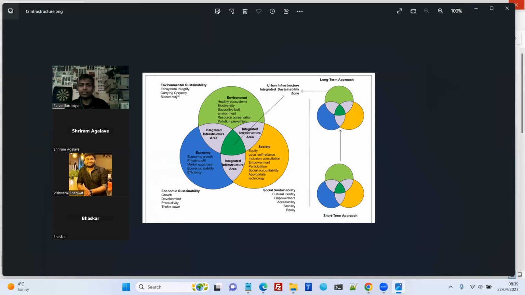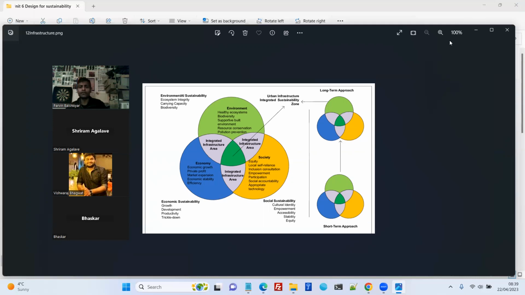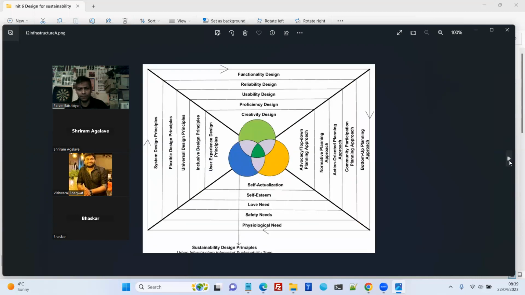So environmental sustainability: ecosystem integrity, carrying capacity, urban infrastructure, integrated zone, long-term approach. So this is about infrastructure, right? How do we make infrastructure sustainable? There is a short-term approach and a long-term approach as well. Functionality, reliability, usability, profit. These are the things we look at in an infrastructure, when we are developing a city or a village or whatever you are trying to do.